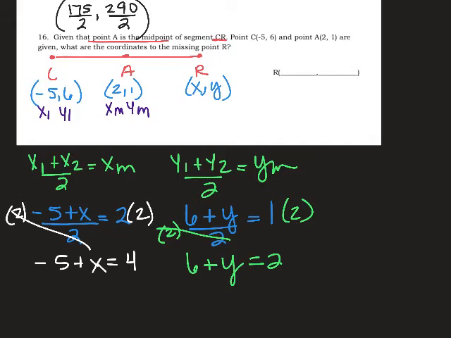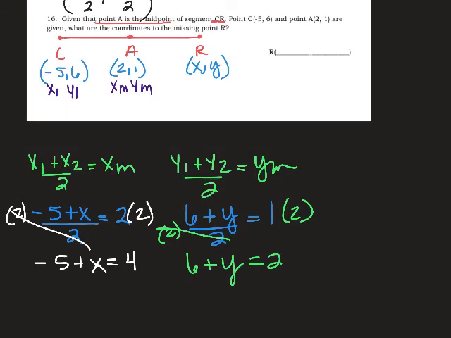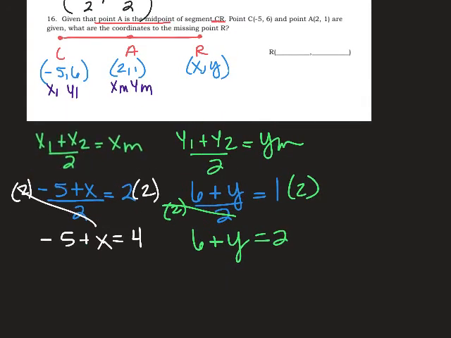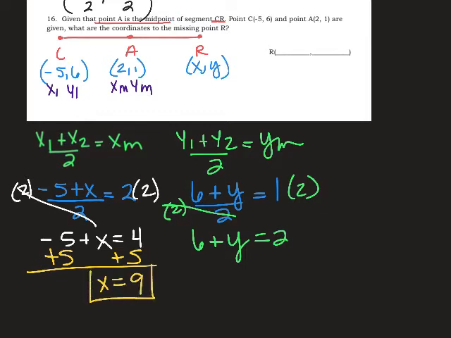Plus 5. So let's add 5 to both sides. And where is your X? Your X is at 9. All right, let's subtract 6. Y is located where? -4, and those are your points. So your answer should be 9, -4.